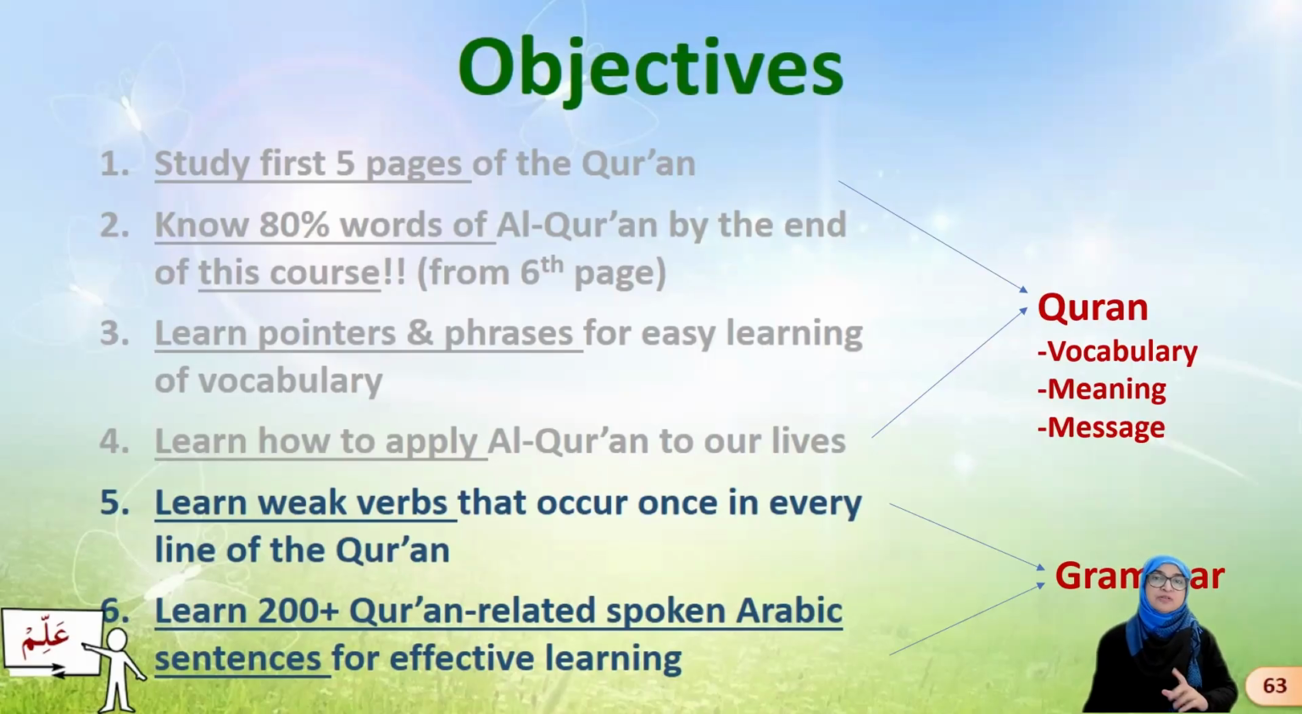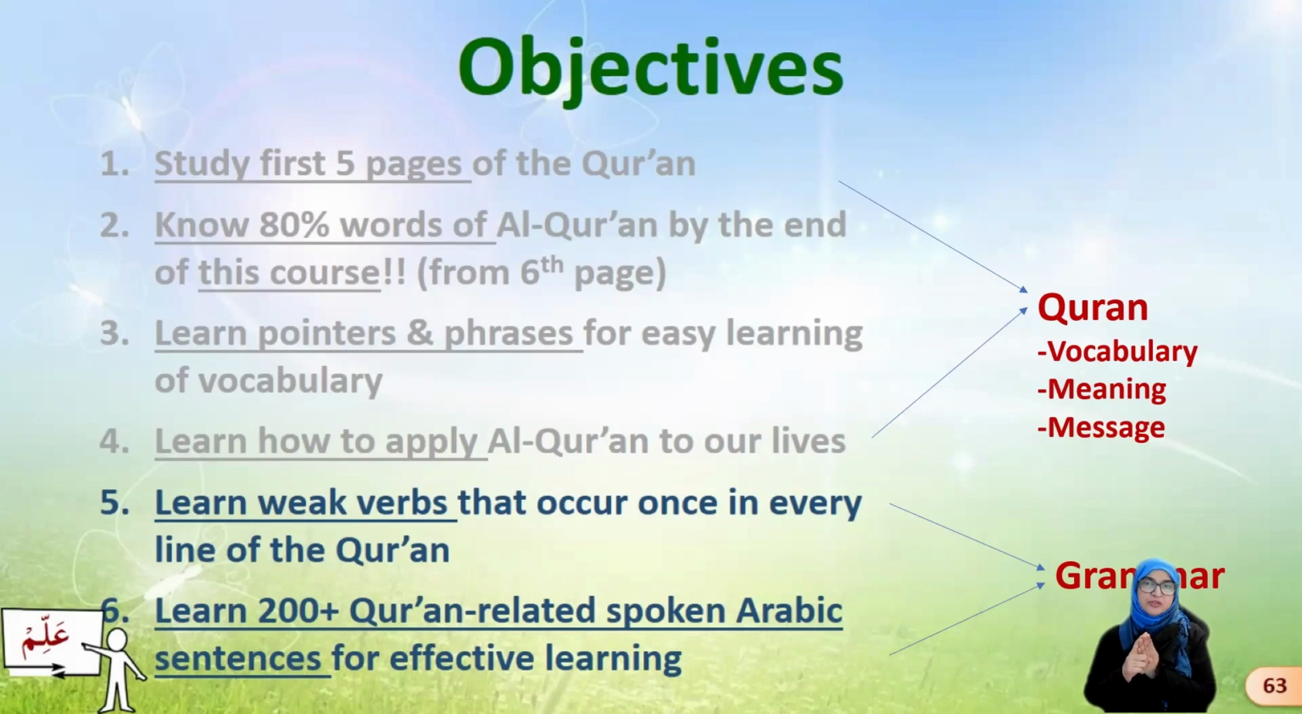Now we have finished the 6 objectives of our course 2. The first 4 objectives were to study the first 5 pages, know 80% of the Quran, learn pointers and phrases, and learn how to apply the Quran in our lives.